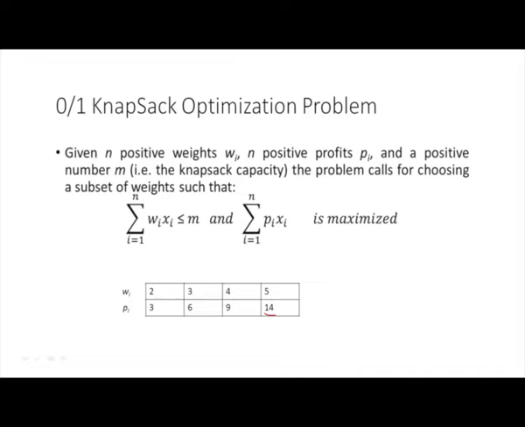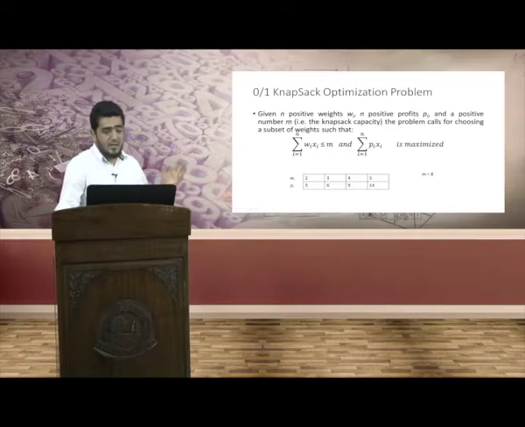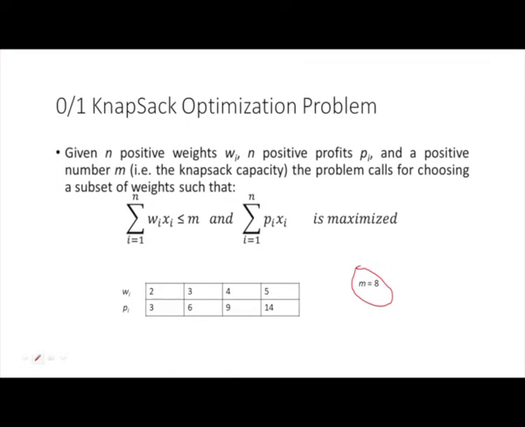In addition to these, this will be the input of the problem: weights and associated profits of the items. We will also be given the capacity of the knapsack. So in this example, for the sake of illustration, we have taken m, that is the capacity of the knapsack, to be equal to 8.